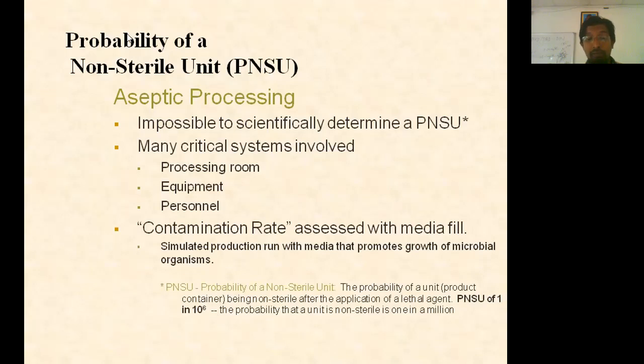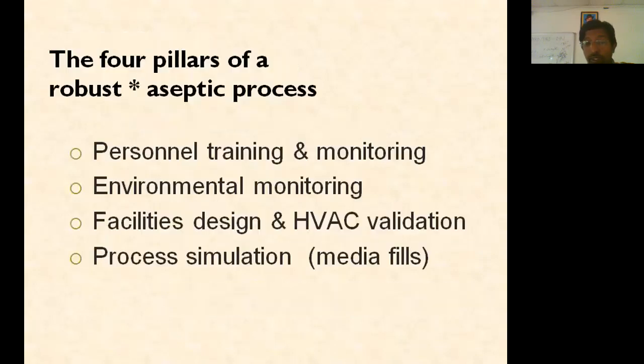A media fill is a simulated production run with media that promotes growth of bacterial organisms. PNSU, probability of units being non-sterile after the application of lethal agents, PNSU of 1 in 10 to the power of 6, the probability that a unit is non-sterile is 1 in a million. Already we discussed this in terminal sterilization. Okay, so the four pillars of robust aseptic processing, this is very important. What are the four basic points on which aseptic processing depends? As we already discussed, persons entering the room should be trained and they should be monitored, because they can carry a lot of microorganisms.